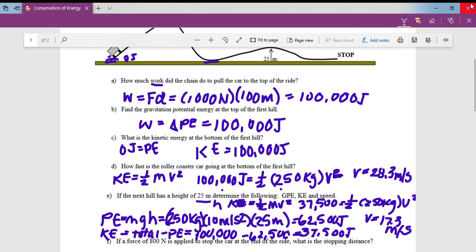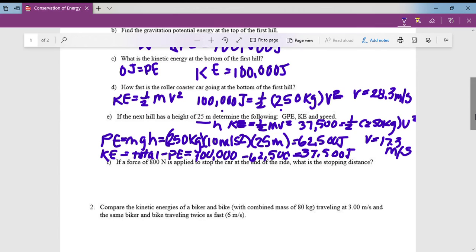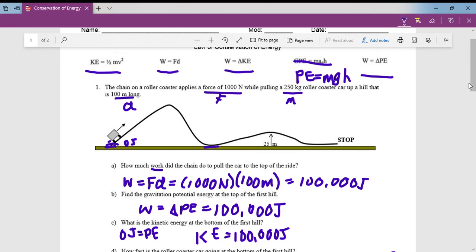Okay, and then let's look at our last part of this problem. If a force of 800 newtons is applied, all right, let's underline that because that's some info we probably need. Here's our force applied to stop the car at the end of the ride. What is the stopping distance? We're looking for a distance, so we're looking for this distance right here.